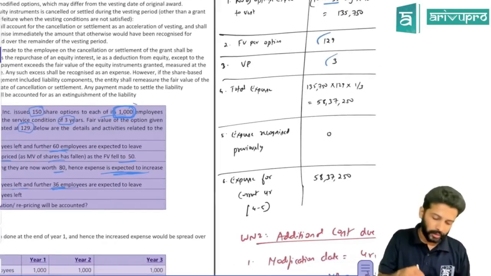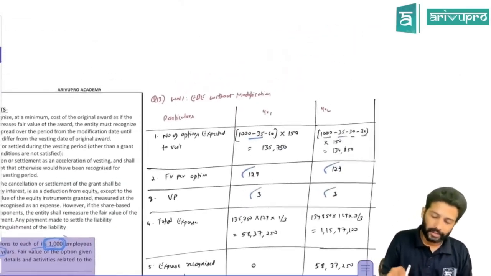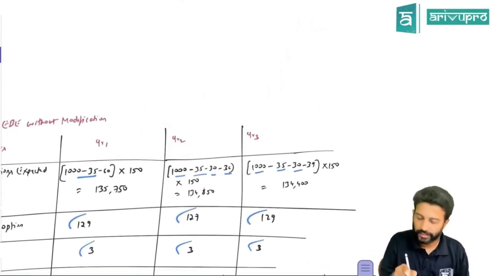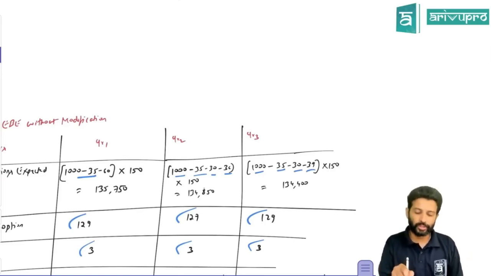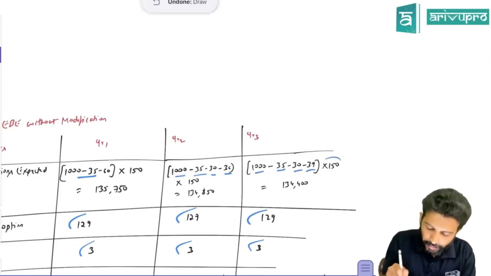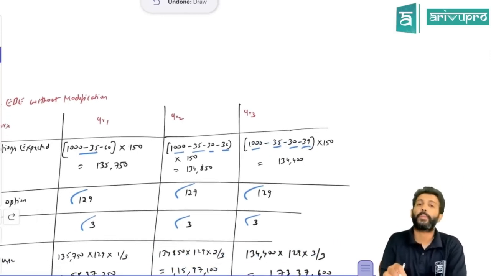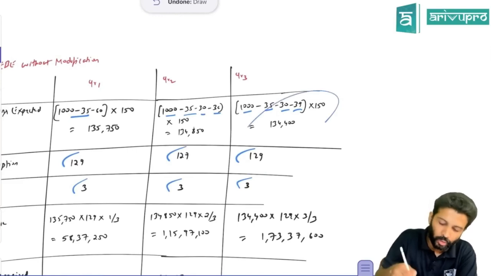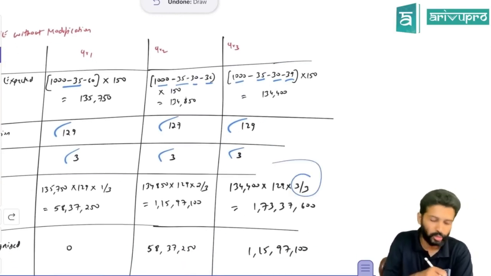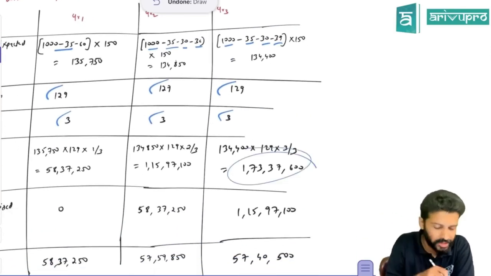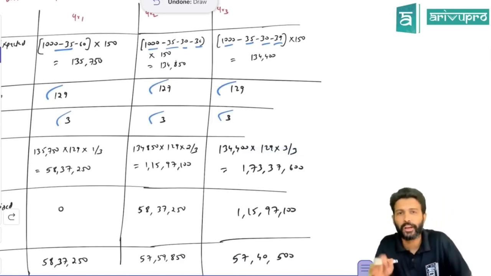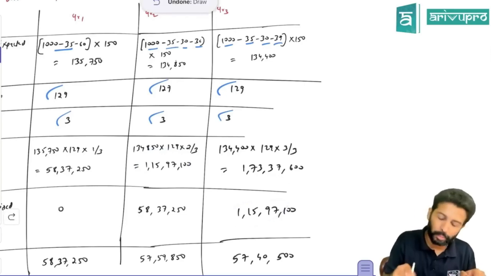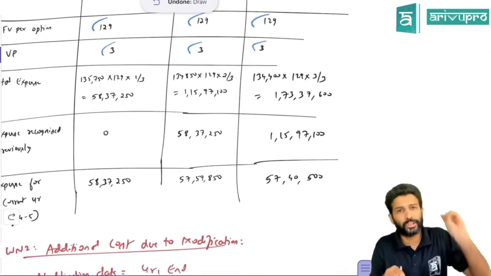Okay, third year. How many left in the third year? 39. So of 1,000 employees, in the first year 35 left, in the second year 30 left, in the third year 39 left. This will give you the number of employees, and each employee can buy 150 shares. If you do this, you get the total number of options expected to vest. The value on one share is 129. And we are in the third year, so the total expenditure has to be recognized. You can do 3/3 or ignore it. This is the total expenditure to be booked by the end of the third year. This much totally should have been booked. But how much did you already book? 1,15,00,000 you already booked. So additionally, you need to book 57. So what is this?